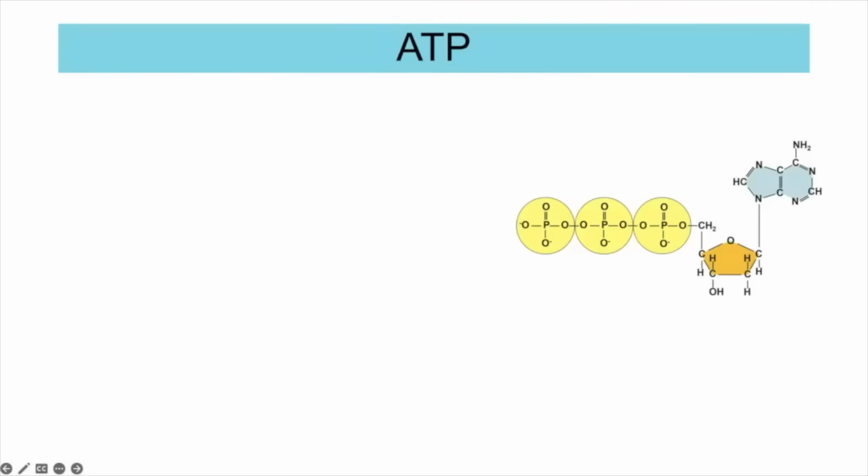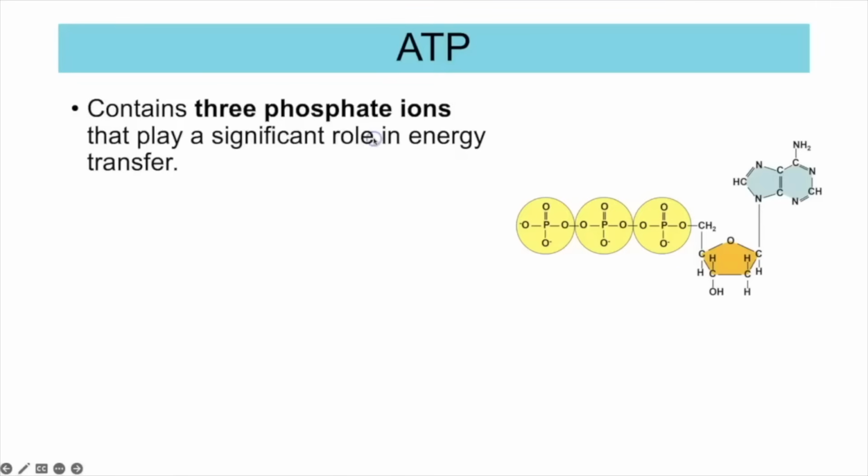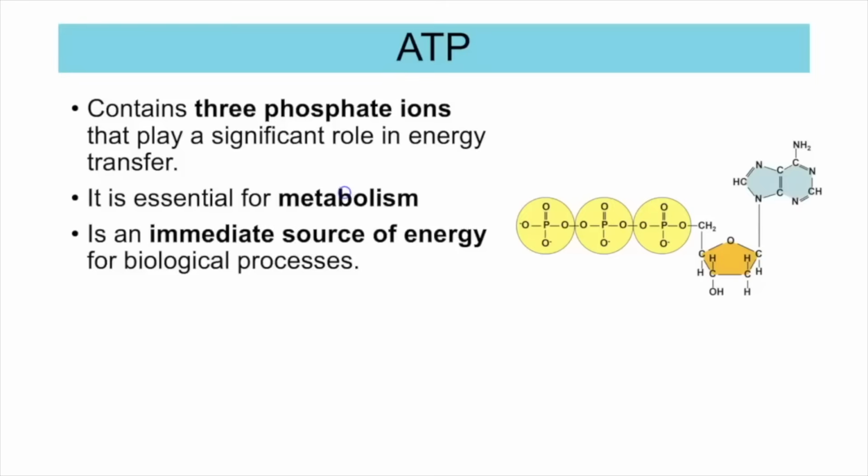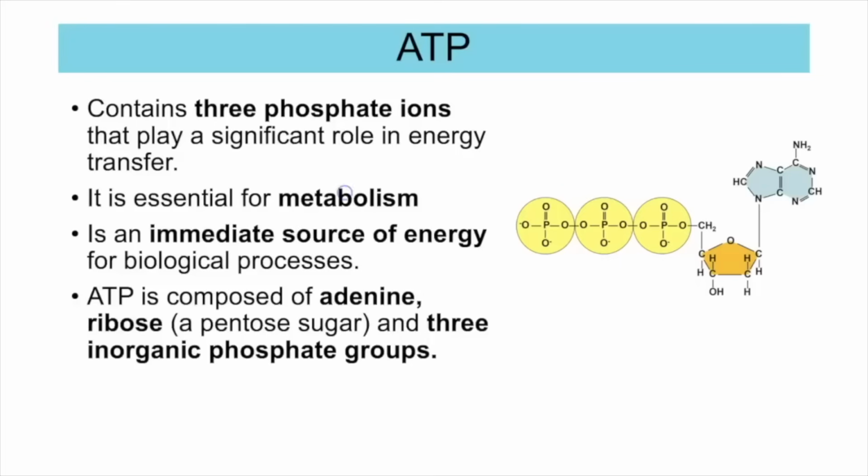Next we have a look at ATP, and this is very similar in structure to a nucleotide. It contains a pentose sugar, which is always ribose, and it contains a nitrogenous base, which is always adenine. Adenine and ribose together make adenosine, and that's why ATP stands for adenosine triphosphate, because we also have 3 phosphate groups attached. And those 3 phosphate ions or groups play a significant role in energy transfer, and that's why ATP is essential for metabolism. It's an immediate energy source, providing energy for a whole range of different reactions.